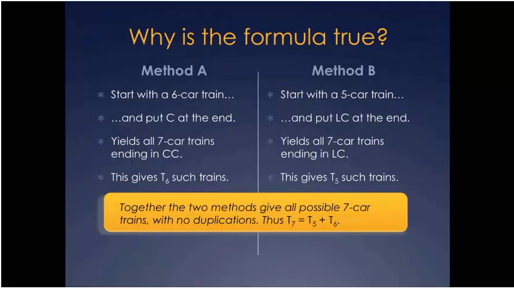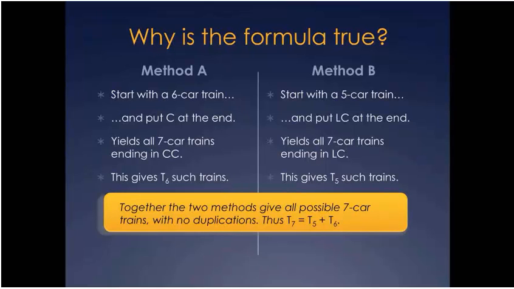On the other hand, if you use method B and you start with a 5-car train, well, you're putting on 2 letters at the end and they are LC. That's going to, of course, give you trains that end in LC. And anytime you have a 7-car train ending in LC, you can see what it came from by taking the LC off, okay? So method A gives you as many trains as you already know there are for 6-car trains, and method B gives you T5, right? It gives you as many trains as you already know there are for 5 cars.